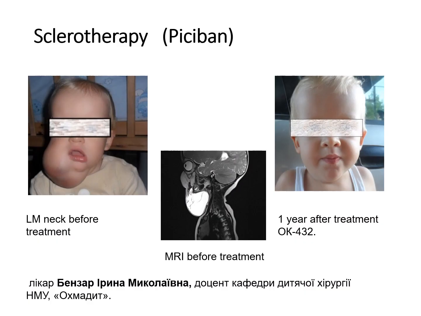One case of using sclerotherapy with picibanil. In this case you will see the lymphatic malformation before treatment with a large deformity, and in MRI we can see fluid, a large cyst on the lower part of the neck. And one year after treatment with only picibanil, we can see the reduction of this deformity.